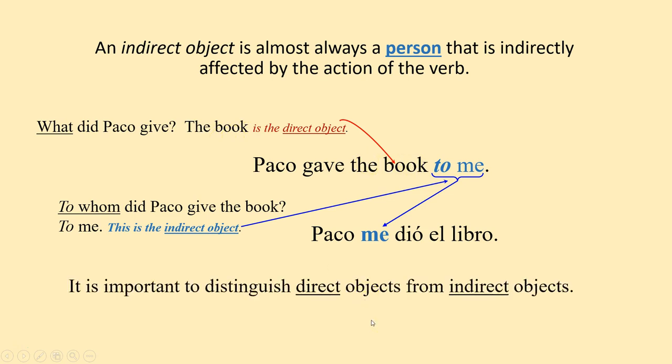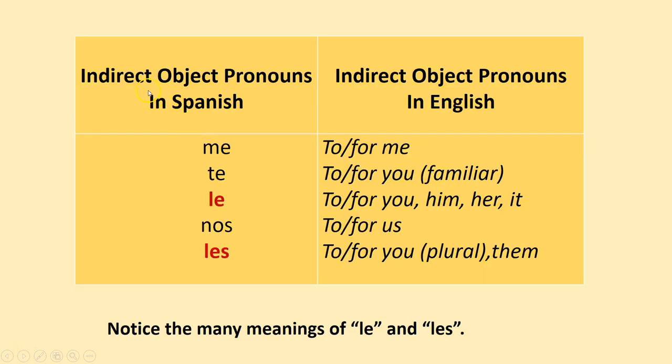It is important to distinguish direct objects from indirect objects. The direct object pronouns are going to replace mainly a thing, while the indirect object pronouns are going to replace mainly a person. Indirect object pronouns in Spanish. Me, te, le, nos, les. Notice the many meanings of le and les.